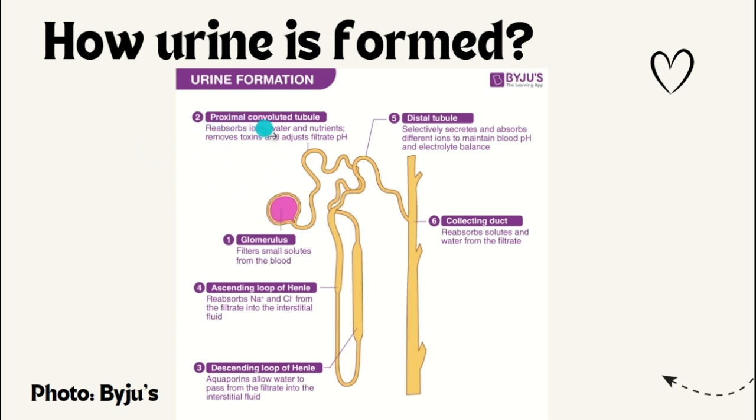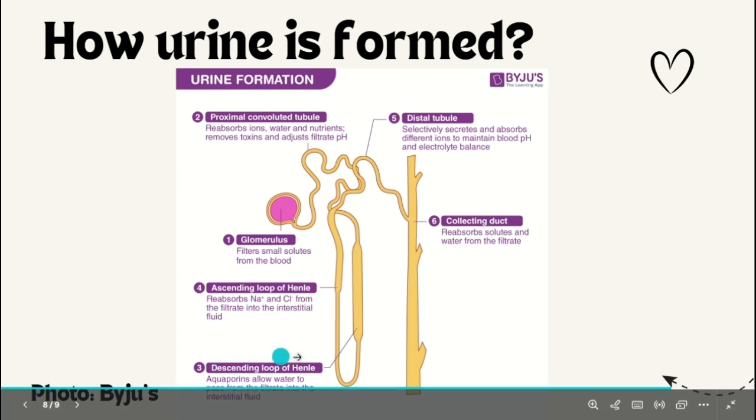And then the proximal convoluted tubule is going to reabsorb ions, water, and nutrients, and is basically going to remove toxins and adjust the filtrate pH, right? So it's going to filter first, then it's going to reabsorb ions. So it's basically a filtering process. Filter out the small solutes, then reabsorb the ions, water, nutrients, remove the toxins, adjust the filtrate pH. Then in step 3, you have the descending loop of Henle, right?